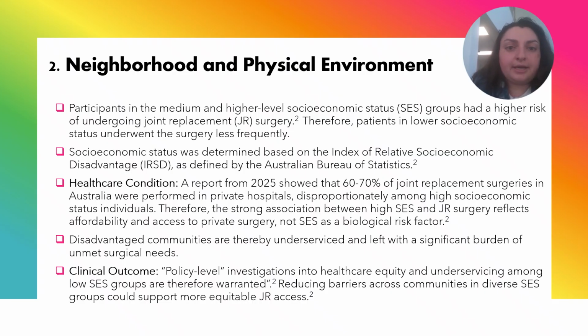All right, in this slide, I'm going to be discussing the neighborhood and physical environment aspect of the social determinants of health. So in certain studies, they grouped participants and surgical candidates based on higher and lower economic status to assess their risk for undergoing surgery. And basically, it was found that people who were in higher levels of socioeconomic status were more likely to receive joint replacement surgery, and those in lower status underwent the surgery less often.